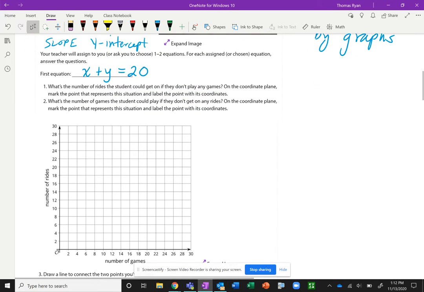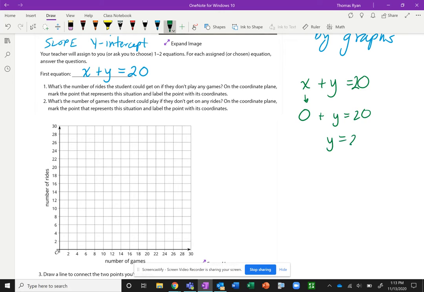Okay, so if you don't play any games, what we're saying is that we take this equation, X plus Y equals 20, and we don't play any games. So we plug in 0 for X: 0 plus Y equals 20. Yeah, okay. If they both cost $1, then we could play 20 games. So we say, oh, okay, great.